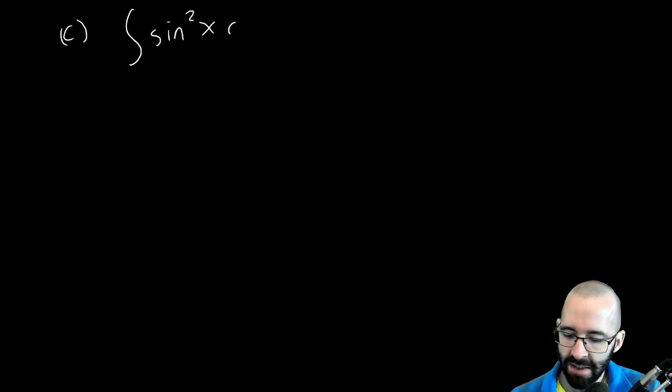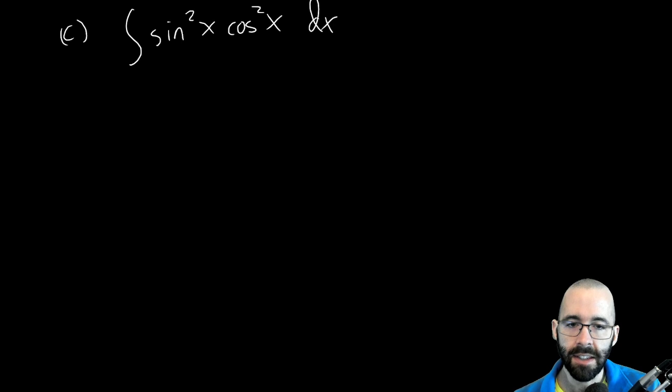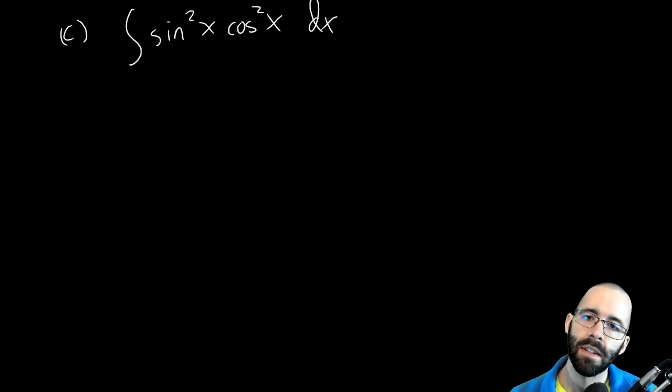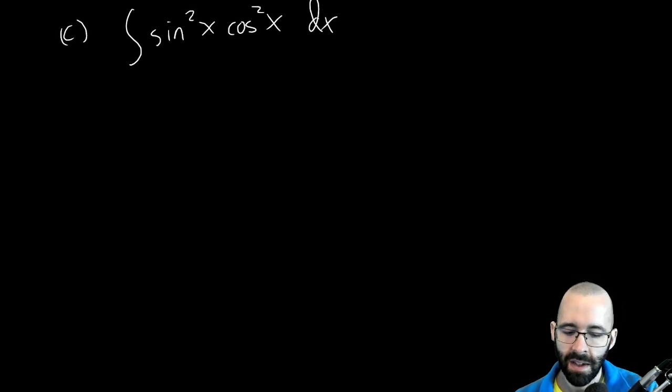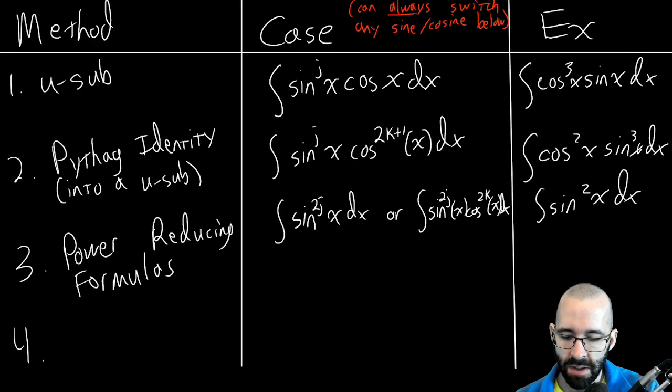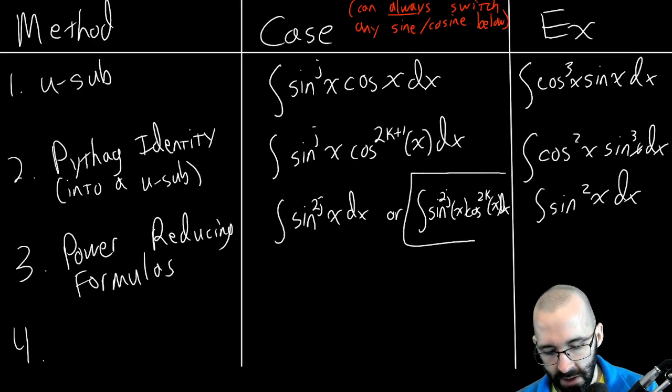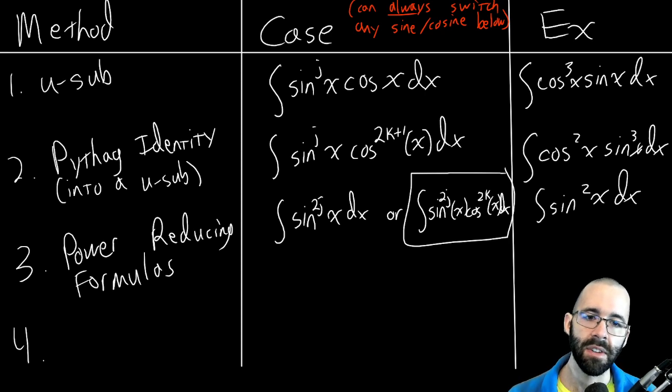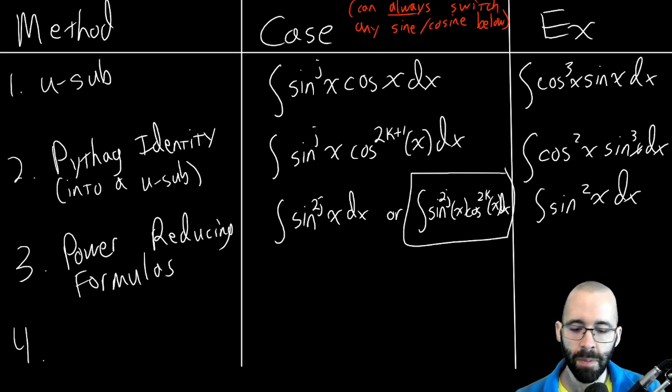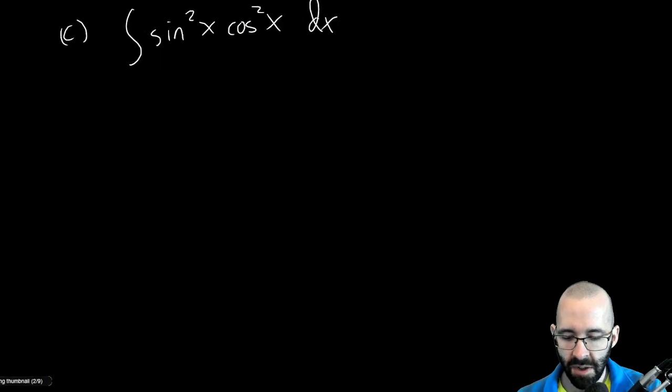Okay, so part C. Integral of sine squared of x, cosine squared of x. Have we covered this? A U sub won't work because we need a single cosine or a single sine. We don't have that. Pythagorean identity, maybe. But again, we won't be able to do a U sub like that. What does our chart say? Our chart says if we have the integral of sines and cosines with even exponents, we need to use power reducing formulas. So let's do that.